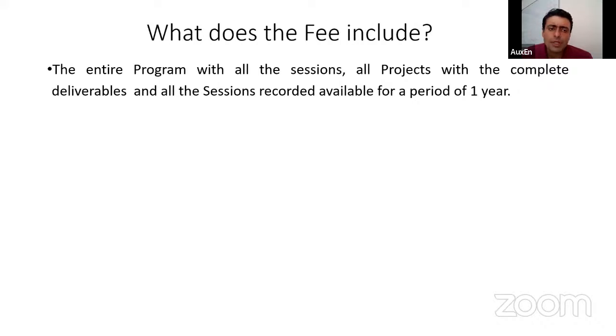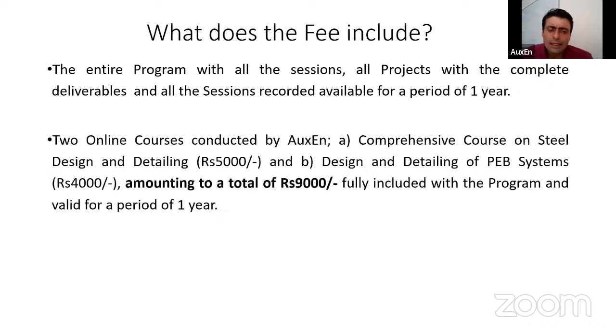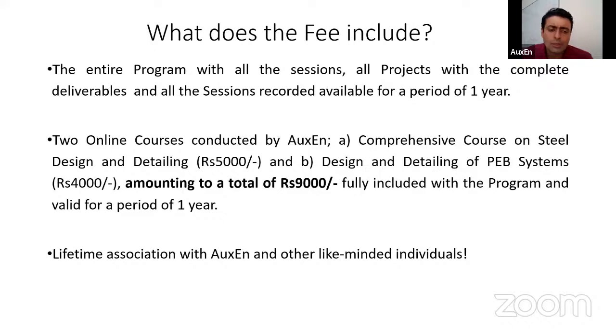What does this course fee include? This program fee includes all the sessions with all the deliverables, everything for a period of 1 year that you can watch online. It includes, as I have repeated, the 2 online courses that we have conducted. These 2 online courses will be a part of your program. If you try to take them separately, they cost you around 9,000 rupees. So that is also included with the program fee. And of course, it includes lifetime association with us at AuxEn and other like-minded individuals.